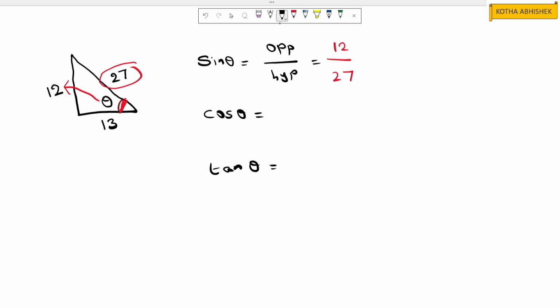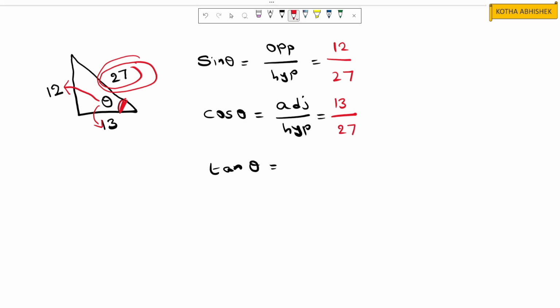Next one is cos theta. So what is the formula for cos theta? Adjacent to the angle theta divided by hypotenuse. In short form, we will write it as adjacent by hypotenuse. Now here, this is the theta. So for this theta, this 13 will become the adjacent. So in the numerator, write 13 divided by, as usual, the longest side, the hypotenuse, that is 27. So cos theta value is 13 divided by 27.